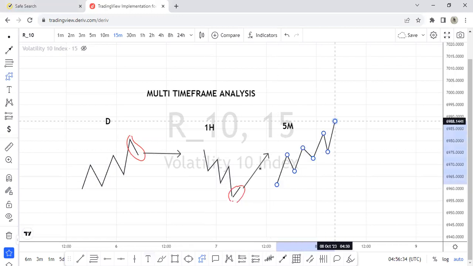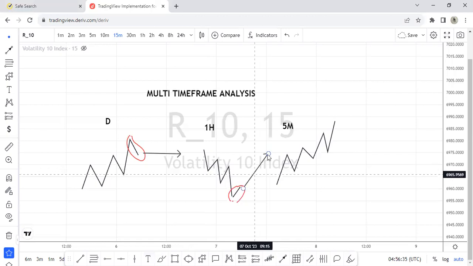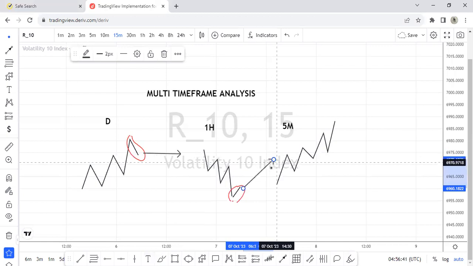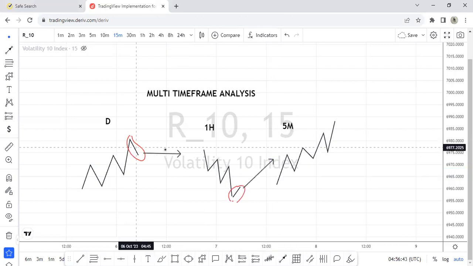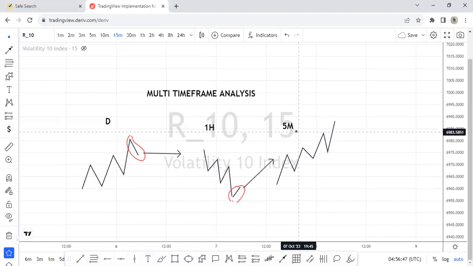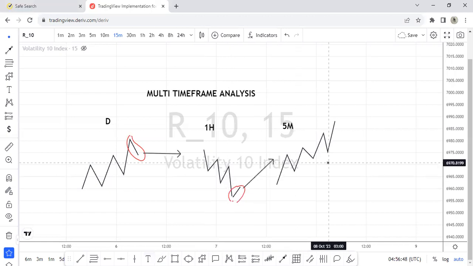So every time frame has a different story printing. Each time frame is telling a different story. Inside the daily, the 1 hour can be bearish, and inside the 1 hour, the 5 minutes can be bullish, and inside the 5 minutes, the 1 minute can also be bearish. So you have to understand that different time frames have a different story they're trying to print. It's your duty as a trader to be able to merge the different time frames and have a particular bias, because each time frame is telling a different story.